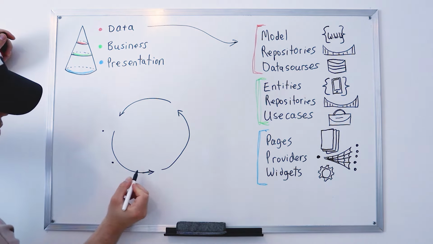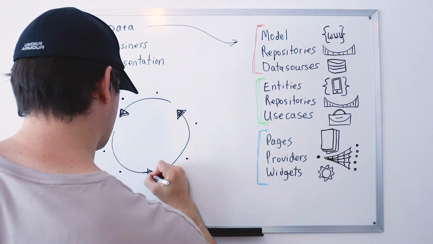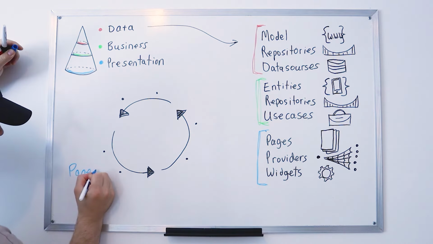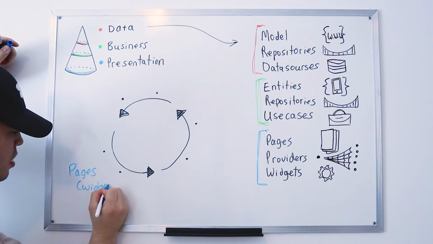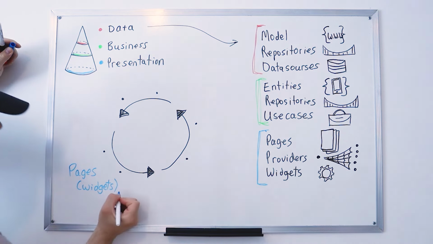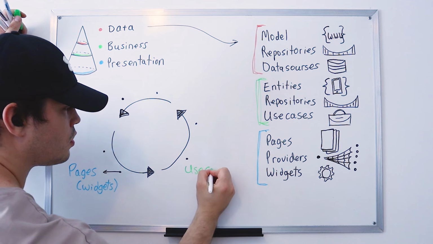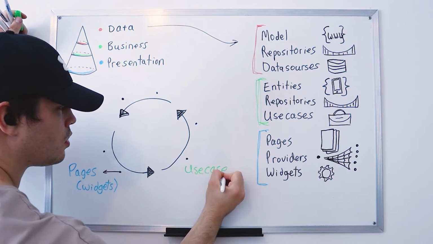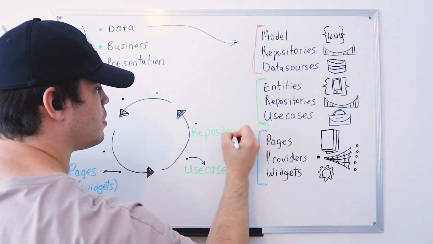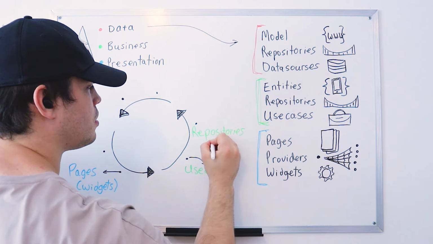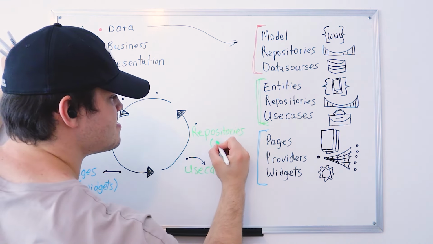Now I want to show you how everything is linked together. So we have a circle that never ends. And we start with the pages, which inside have all the widgets. For example, when you click on a button, you will trigger a use case. The use case will use the repository inside the business layer with the entities, and will create a bridge between the business and the data layer.